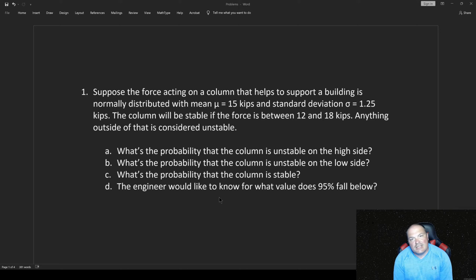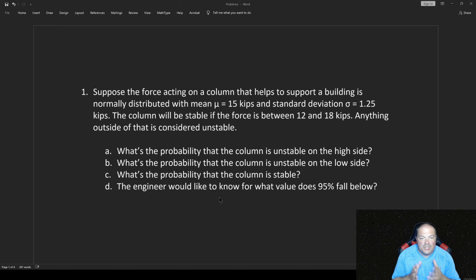So this is actually similar to a lot of the normal distribution problems you see, but the last couple of sentences make it a little bit trickier. They're giving us a mean, a standard deviation, and some numbers that are important for certain reasons. Okay, so let's take a look at some of these questions. The first question basically says, what's the probability that the column is unstable on the high side? The second question says, what's the probability that the column is unstable on the low side? Part C says, what's the probability that the column is stable? And Part D asks, the engineer would like to know what value does 95% of the data fall below?